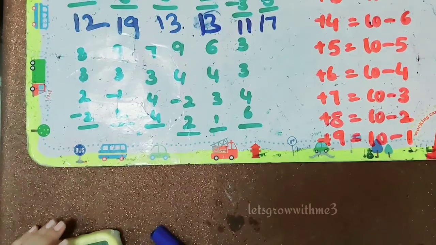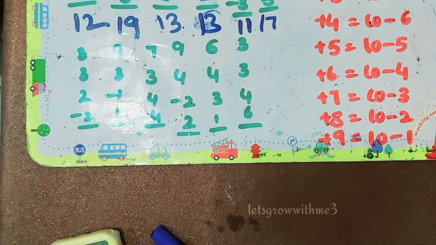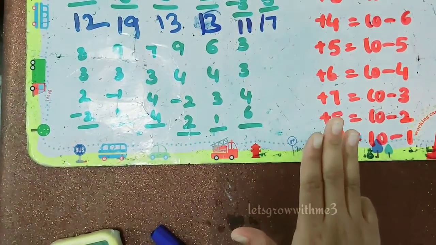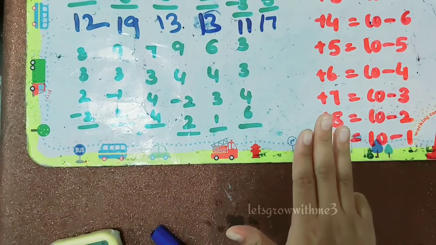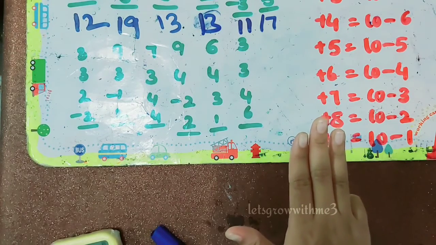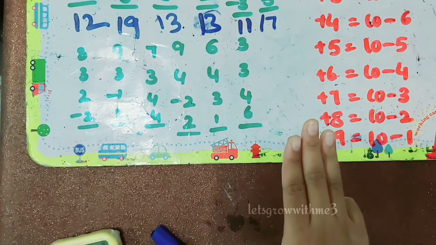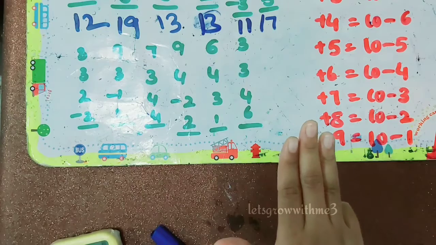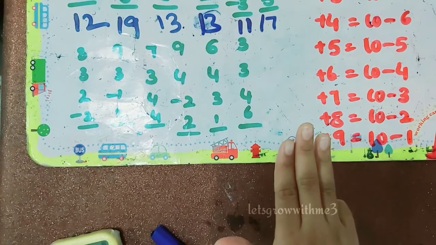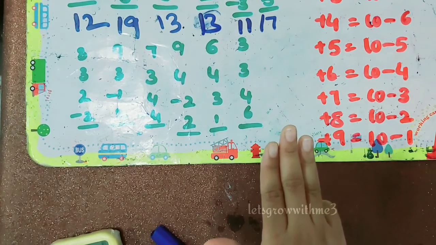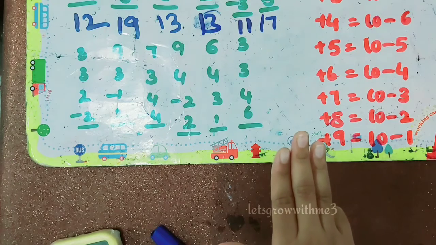Next question. 8. 5 plus 3 is 8. Okay. Then plus 3. So how to add plus 3? We need to go for the big friend. Plus 10 minus 7. Okay. We can't use the small friend because 5 is already used. So plus 10 minus 7.